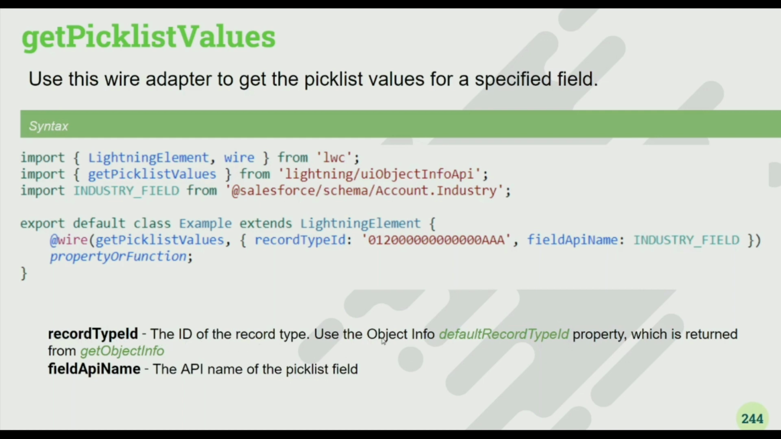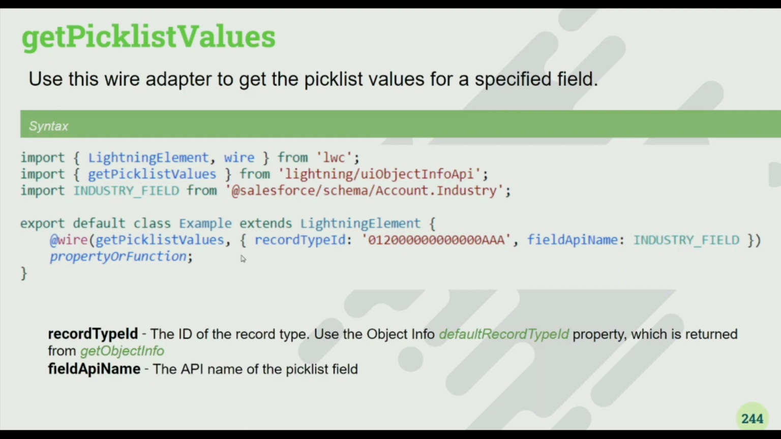As a note, the record type ID is the ID of the record type, and we can use the objectInfo defaultRecordTypeId property, which is returned from getObjectInfo. We have already seen how the getObjectInfo wire adapter works. That adapter returns us the default record type ID, and we're going to pass that ID to the getPicklistValues wire adapter, and then we'll get the picklist of the specified field.